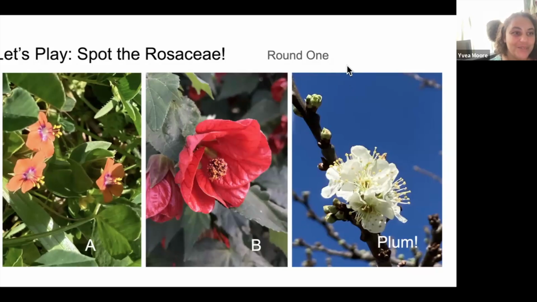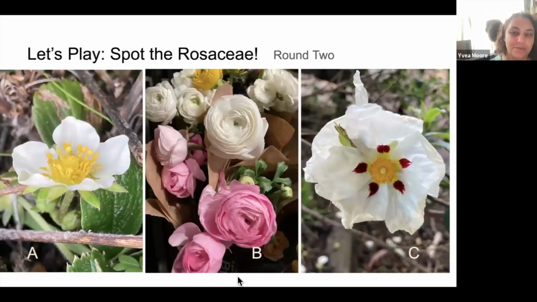All right, you ready for round 2? Here we go. Here is Spot the Rosaceae round 2. And yes, Sarah, you're absolutely right. A was Scarlet Pimpernel.